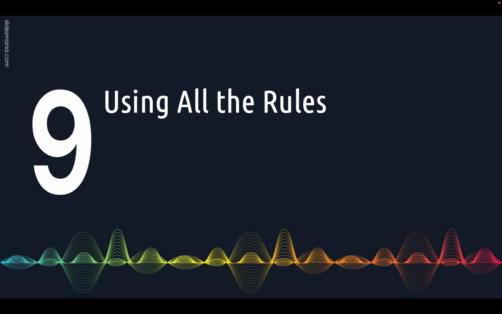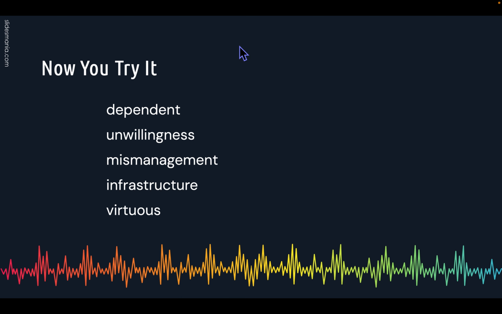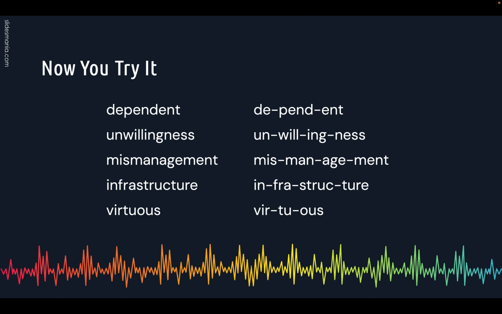All right, we're going to practice some words using all eight rules we have learned. So go ahead and start with these words. You will find it especially helpful, I think, to start with dividing after the prefixes and before the suffixes, and then applying the other rules after that. All right, right here we have the prefix de, the suffix ent, dependent. Right here we have one prefix and two suffixes. So if we can recognize this, this, and this, we already have most of the word figured out.